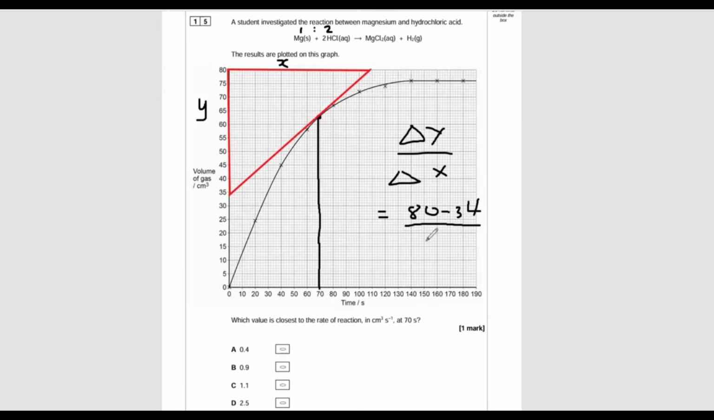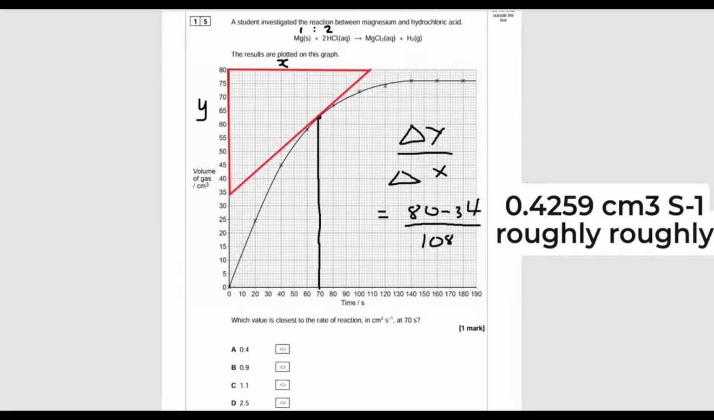What is that going to give us? 46? Oh my gosh, my maths is so bad. 46 over 108, I think. And if we smash that in the calculator, what will that give us? There you go. And I got roughly 0.4259 centimeter cubed per second. Roughly. Again, it's not exact science here.